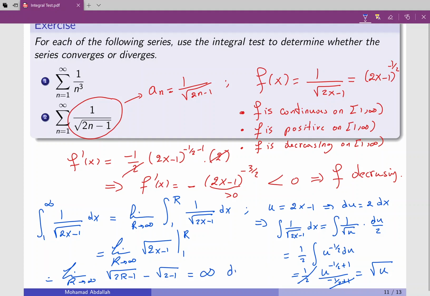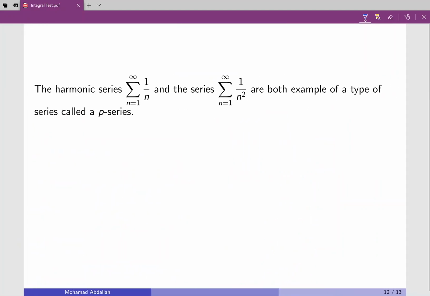So then it's divergent. The improper integral is divergent. That means that the series is divergent as well by the integral test. Okay, so it's a very good test, and it relates series with integrals, of course under some conditions. It has to be positive, has to be continuous, and decreasing.